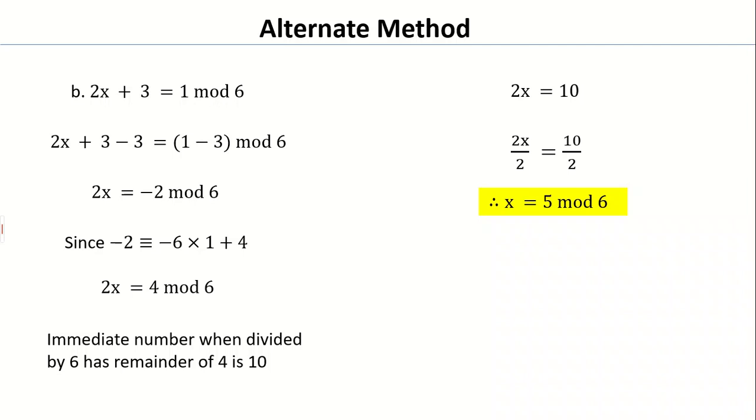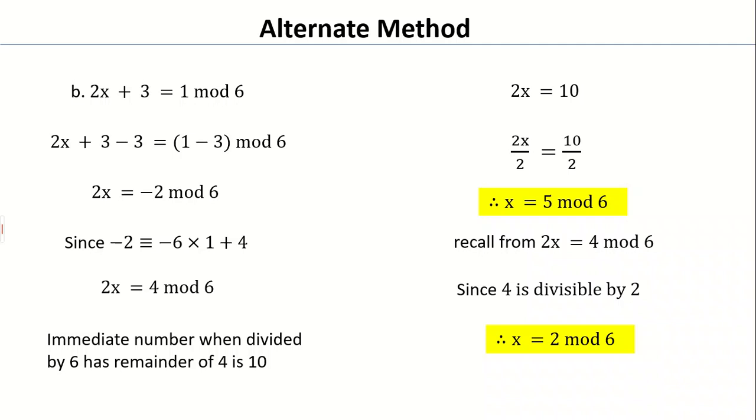So now, in order to prove our second answer here, we can recall this same equation that we have here. We can bring it back here, which is what? 2x equals 4 mod 6. Since this 4 is divisible by 2, there's no need of involving 6. Just divide it by 2. So when you divide it by 2, you have your x equals 2 mod 6. So these are the two possible answers that can be used as the result or solutions to this particular given question. I hope this is well understood.